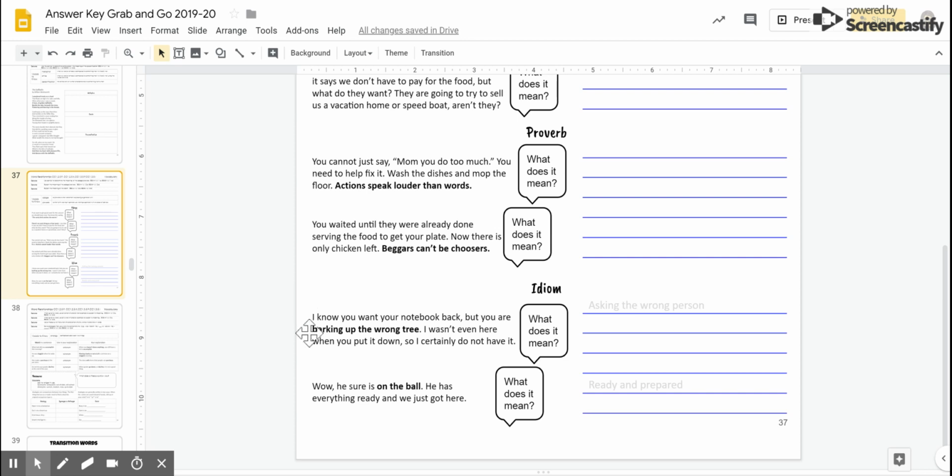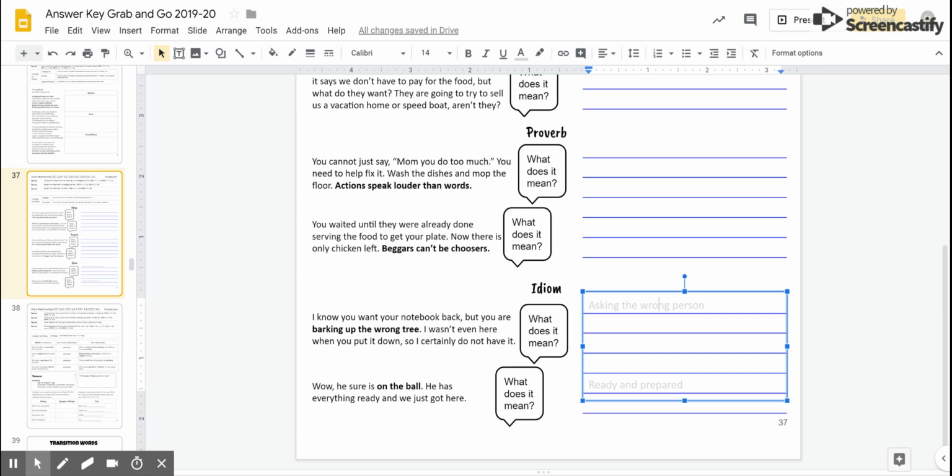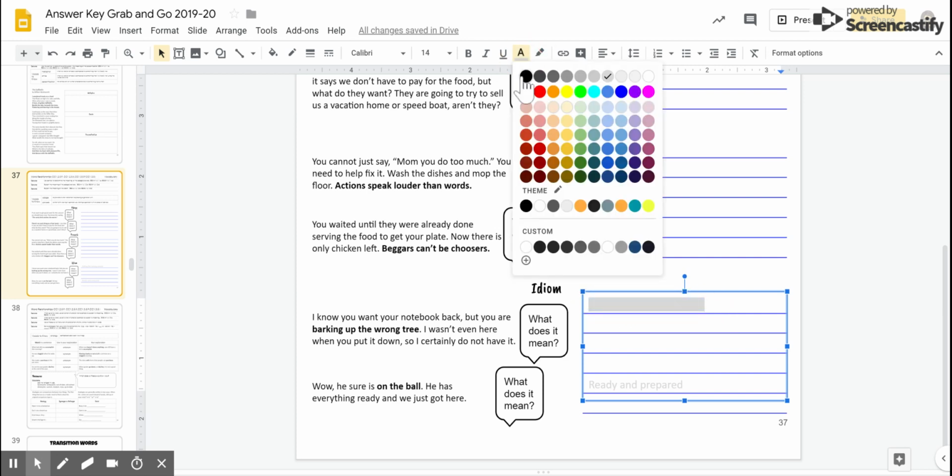So the two idioms we're going to look at: "I know you want your notebook back, but you are barking up the wrong tree. I wasn't even there when you put it down, so I certainly do not have it." So what does barking up the wrong tree mean? It means that you are asking the wrong person.